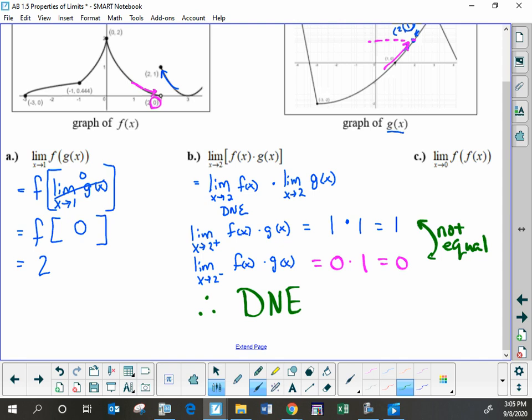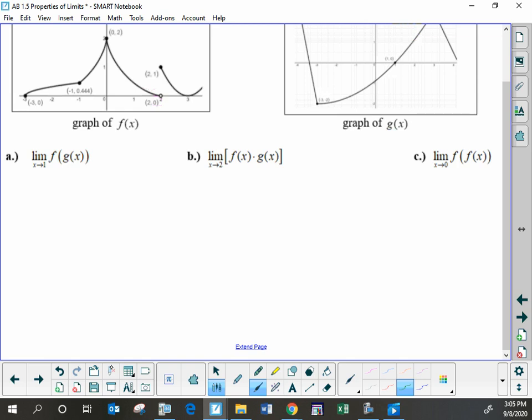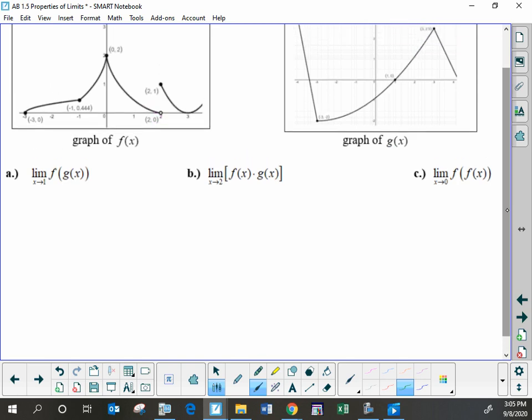All right, let's look at C. C says the limit of f of x. All right, I want to clear the screen so I can really focus in on this one. The limit of f of x. Well, kind of the rule was I can take f evaluated at the limit as x approaches 0 of this inner function f of x.